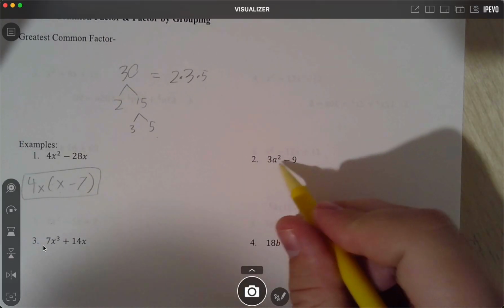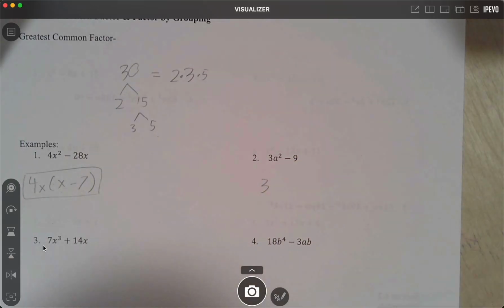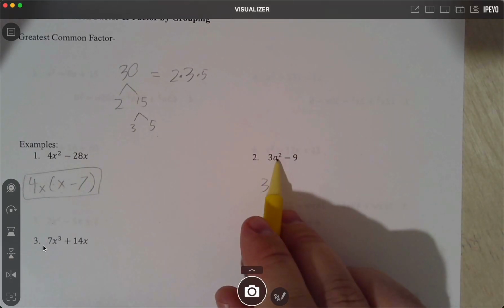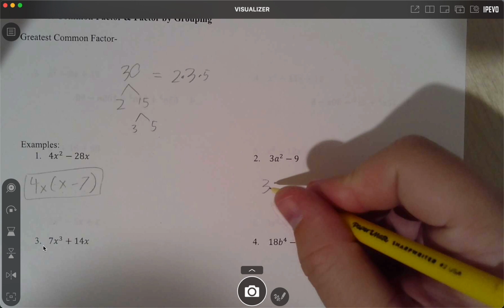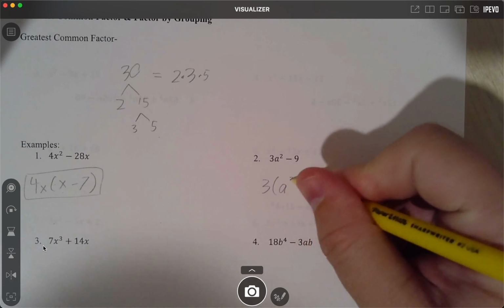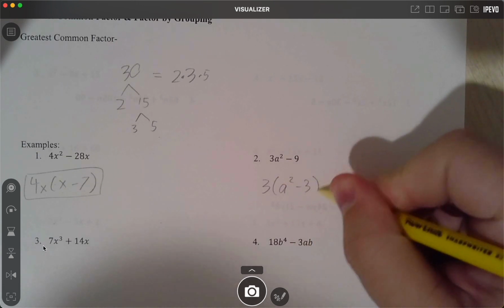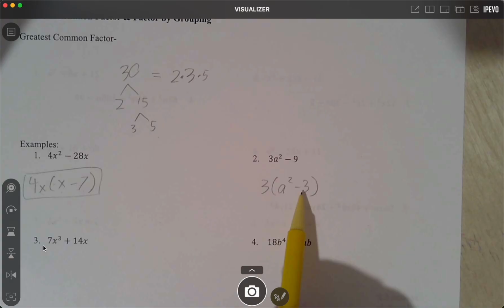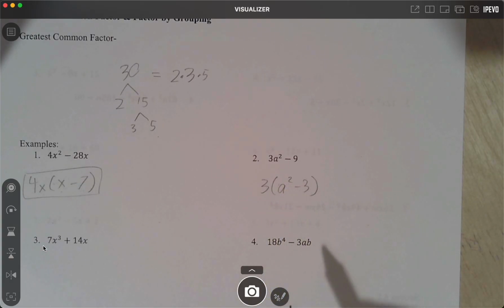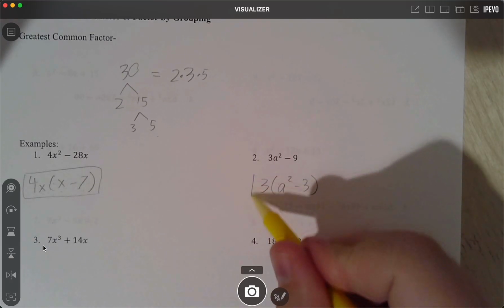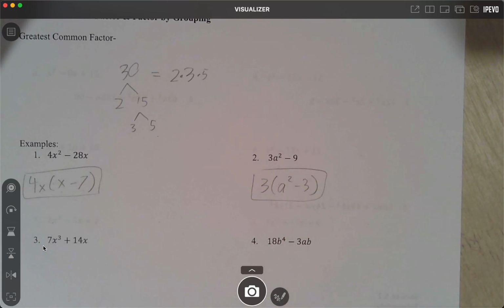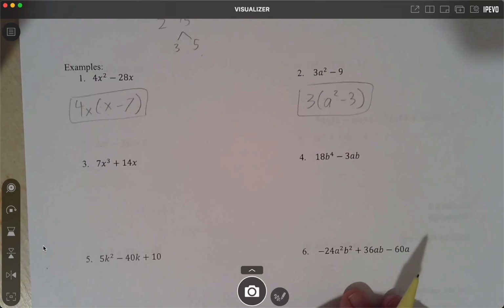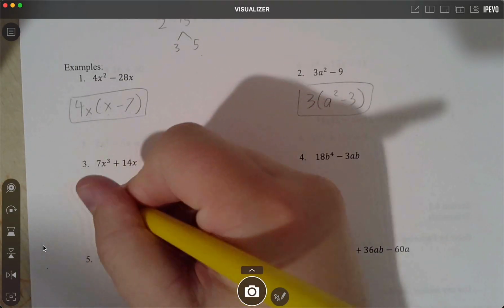Let's keep going, though. This next example, there's definitely a 3. Do they share any a's? Well, this has a squared, but this has no a's. So no, they actually just share the 3. And even though this isn't a linear factor, later on we'll say, let me think, I see an a squared and a minus 3. Is there anything I can do with that? But for now, just know that there is not. Okay, up next, hopefully we see it, 7x.